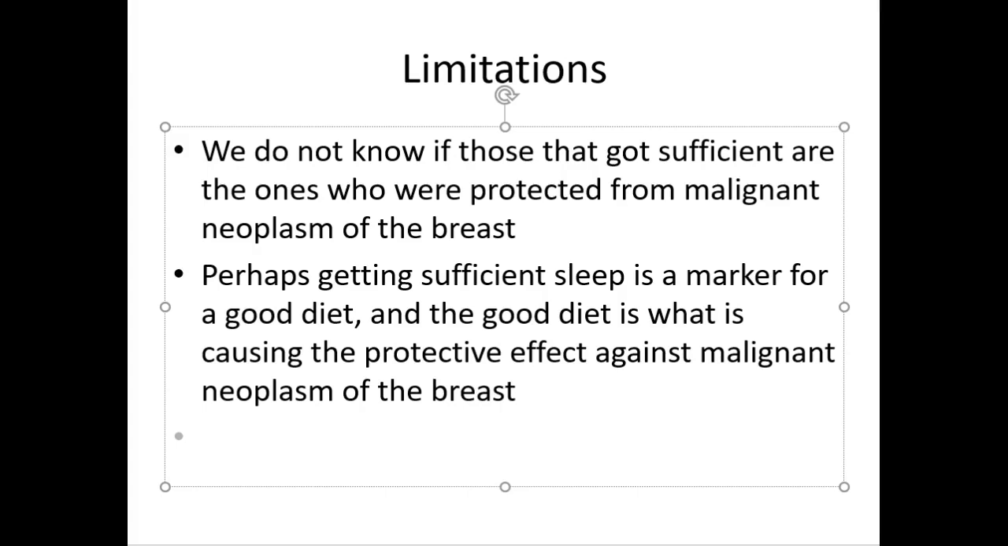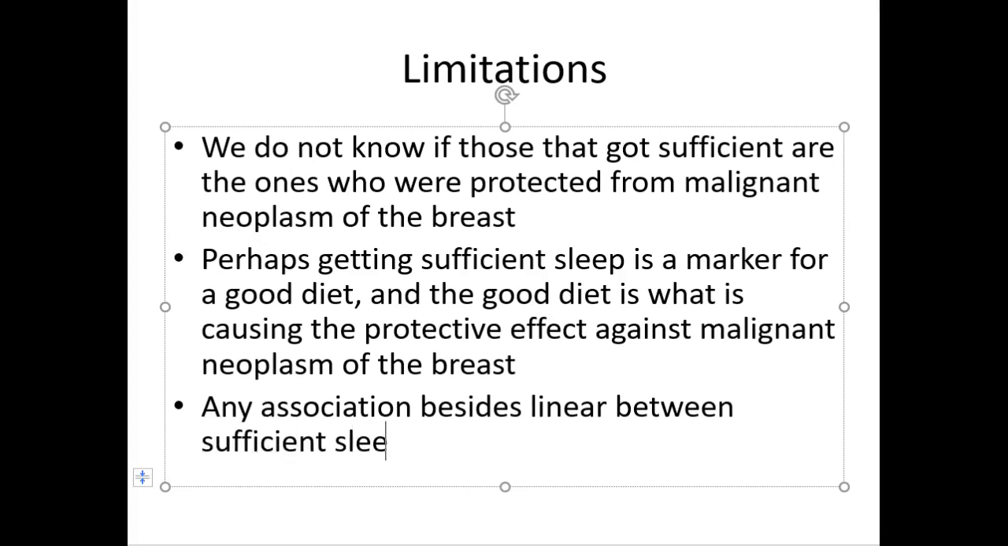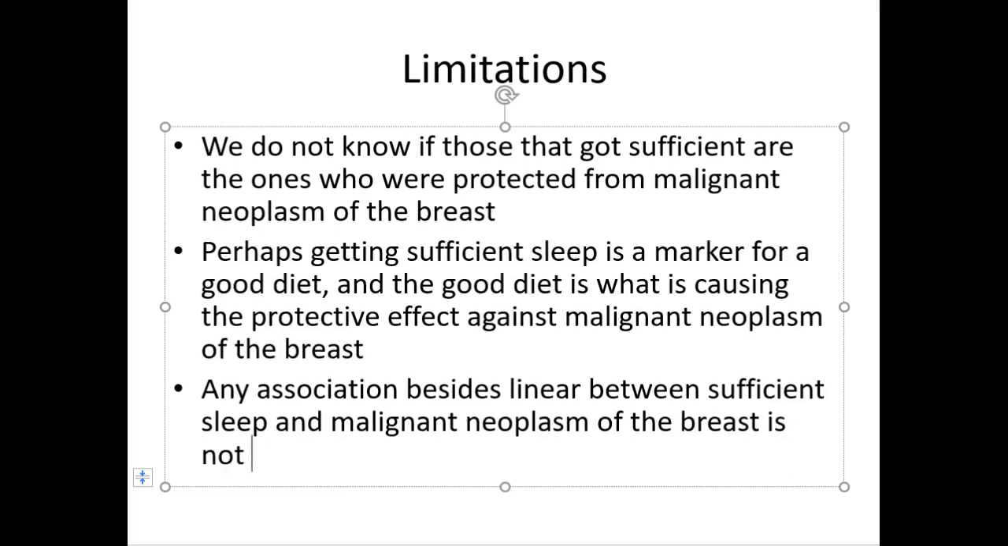And then finally, we'd want to say something about any association besides linear not being obvious. Any association besides linear between sufficient sleep and malignant neoplasm of the breast is not obvious. So these are all the sentences that you need to do for both your interpretation and your limitation.